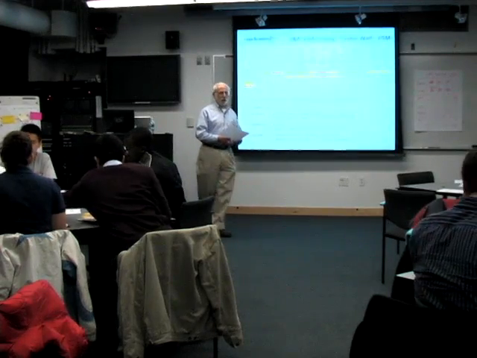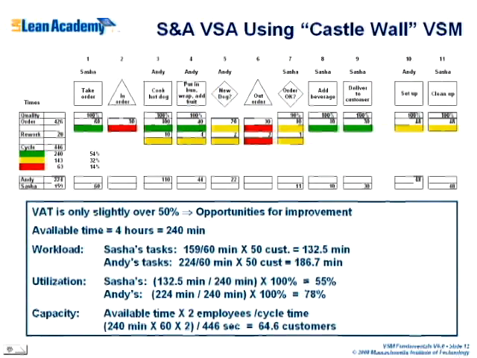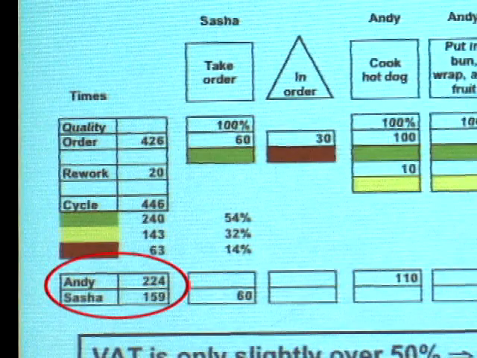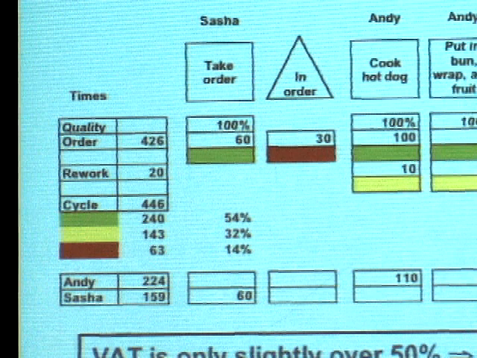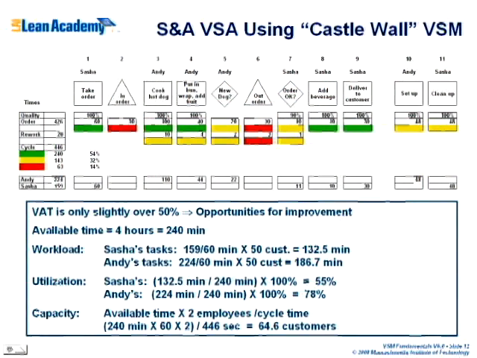Okay, so this is one way of, what we have is 2 sheets. One is this slide, which is blank in your student notebooks, and the other is the worksheet you were working on. It's the same data, just shown 2 different ways. The instructors calculated that Andy's spending 224 seconds of the total of 446 seconds, and that Sasha's spending 159, and that 63 seconds, the order's just sitting there in the order in or the order out box.